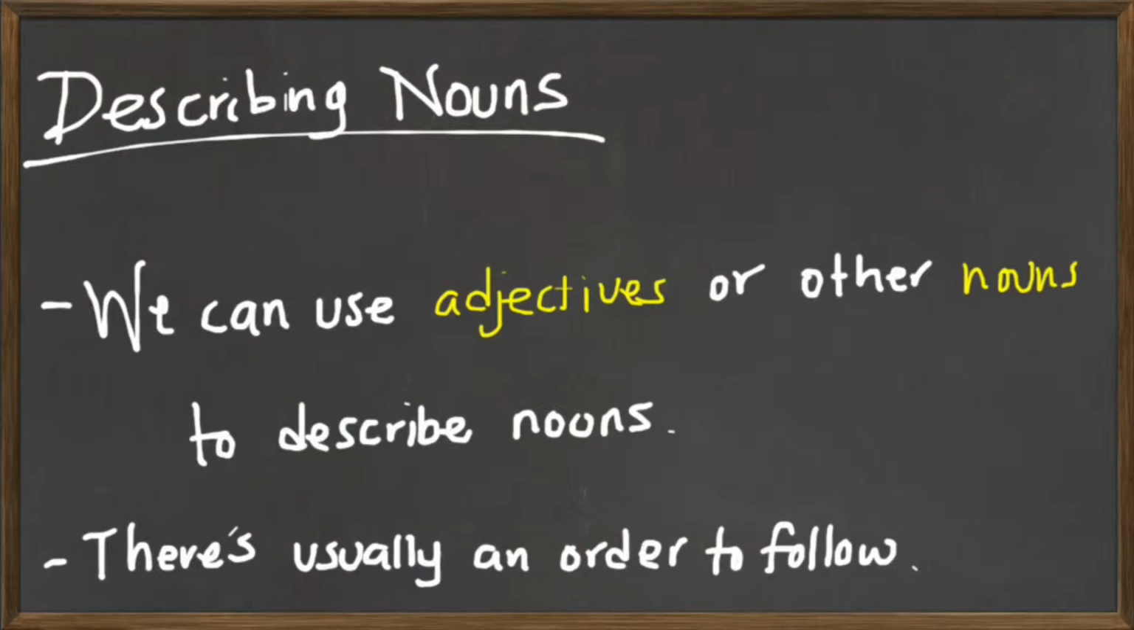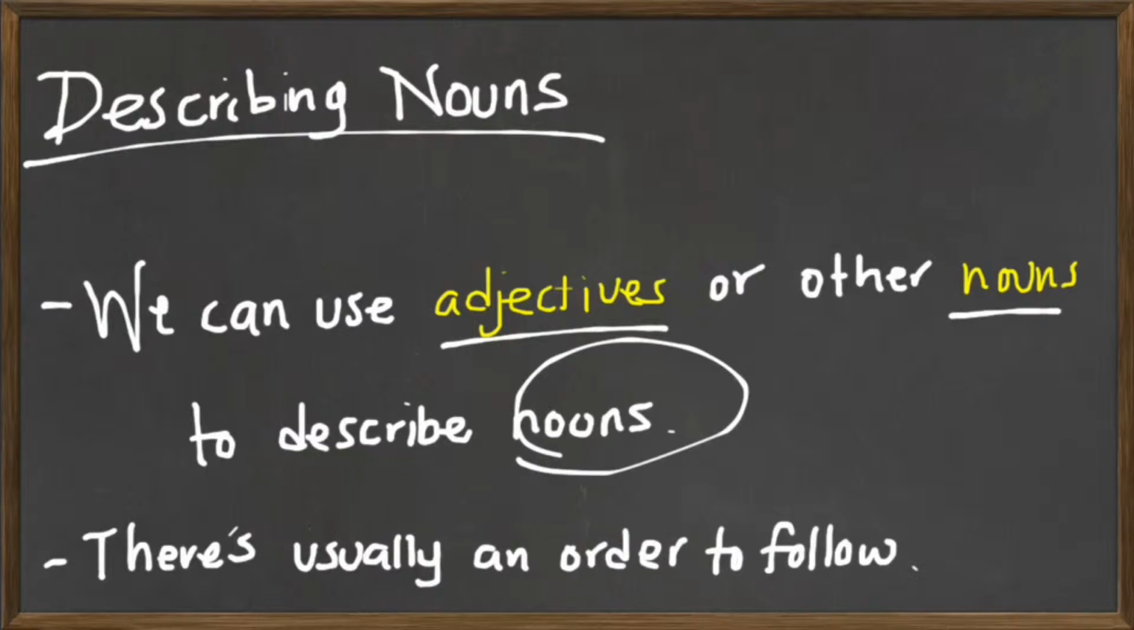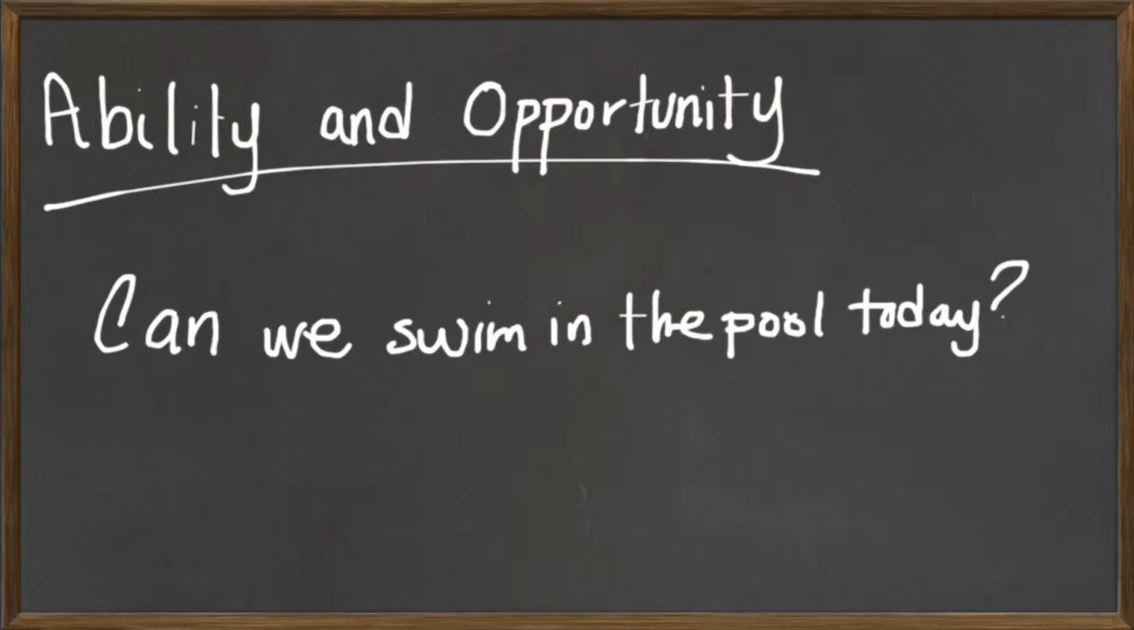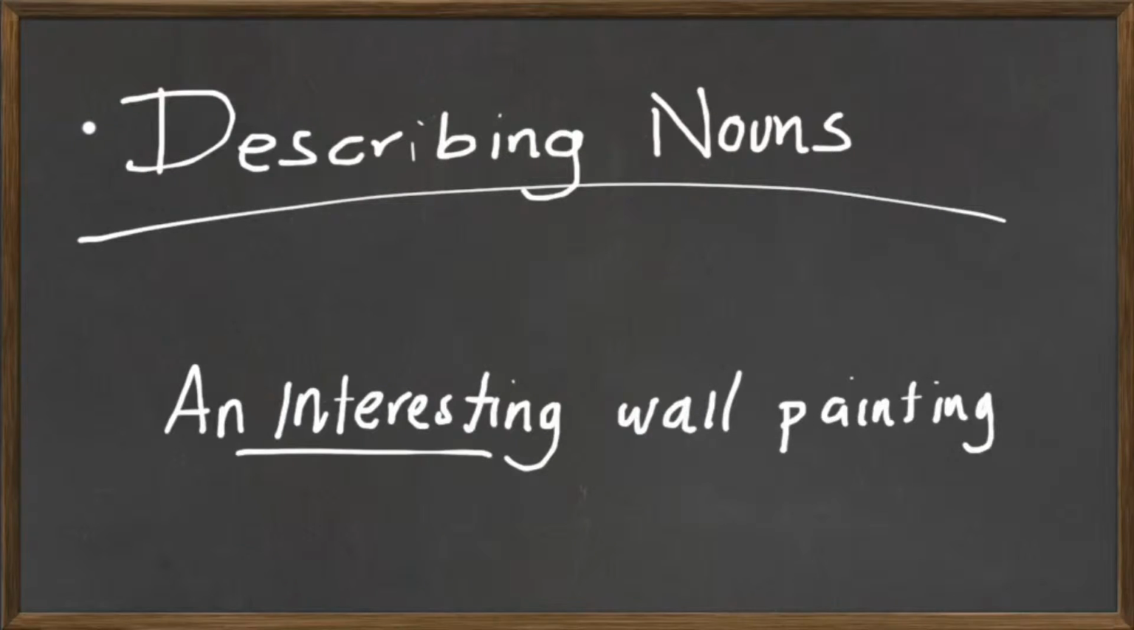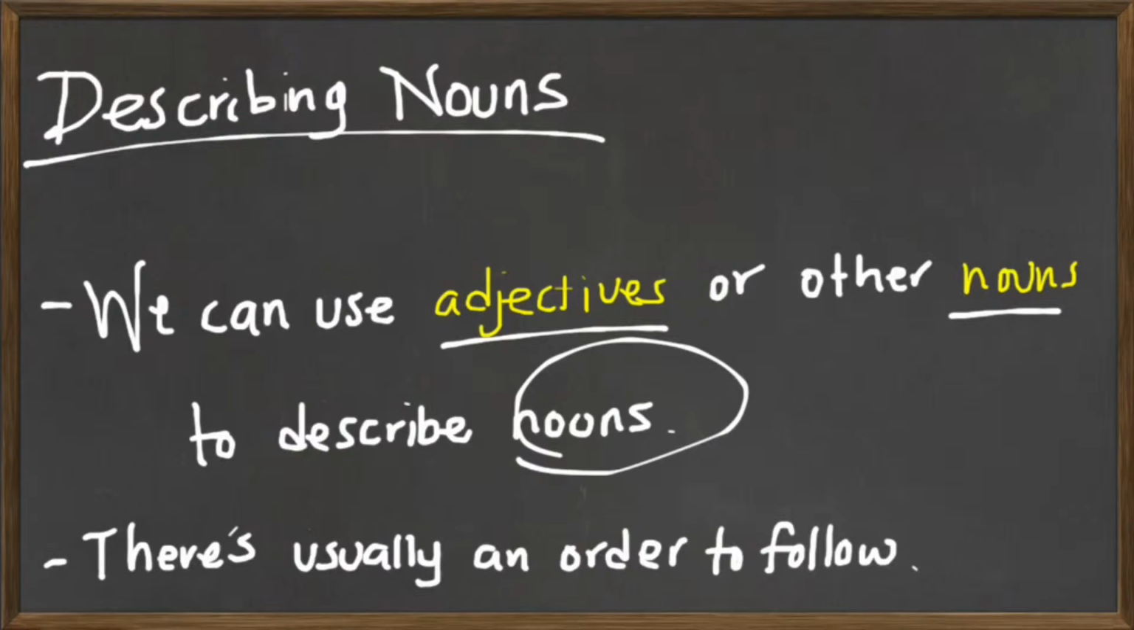Okay, when describing nouns, there are two things that we can use. We can use adjectives and we can use other nouns to describe the thing in question, the noun. For example, the one we had before, interesting wall painting. Another important thing to remember is that there is usually an order to follow, an order that I will teach you.